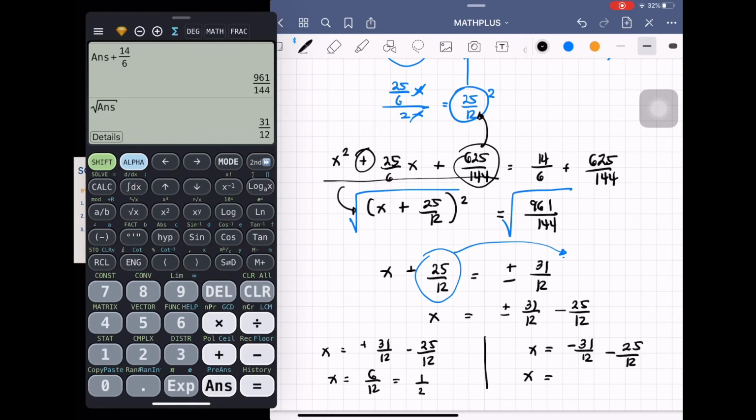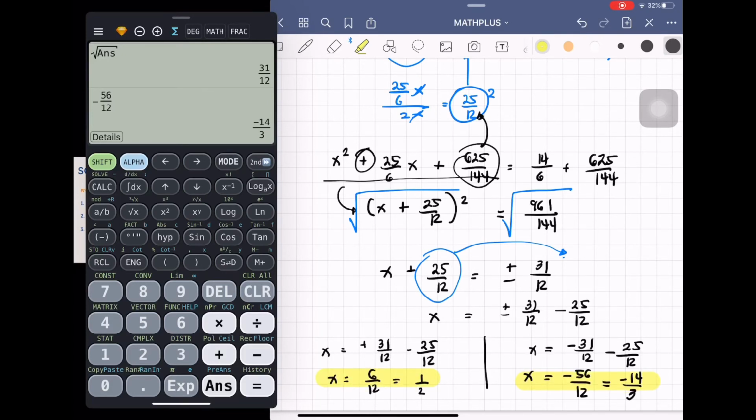On the right side, you will get x equivalent to negative 31 minus 25, so you will get negative 56 over 12. Simplifying that, you produce negative 14 over 3. And there you have the roots of the given quadratic equation.